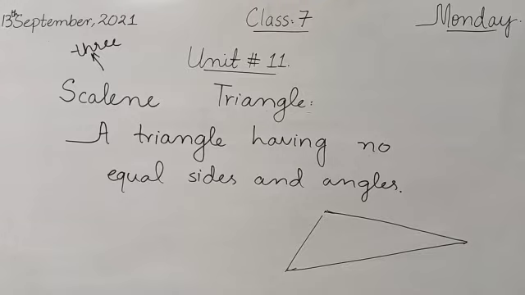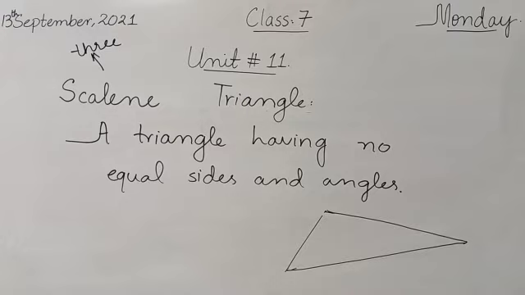First one is equilateral triangle, in which all sides and all angles are equal and the measure of each angle is 60 degrees. The second one is isosceles triangle. In this triangle, two sides are equal and the base angles of the isosceles triangle are also equal. Third one is scalene triangle. A triangle having no equal sides and angles, that type is called scalene triangle.